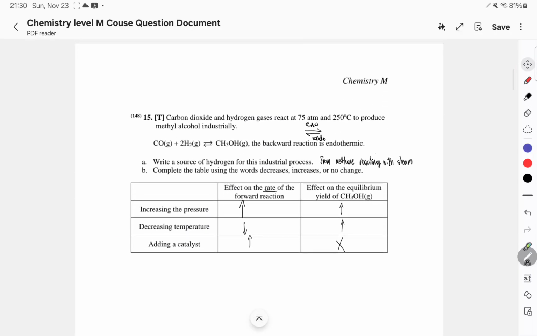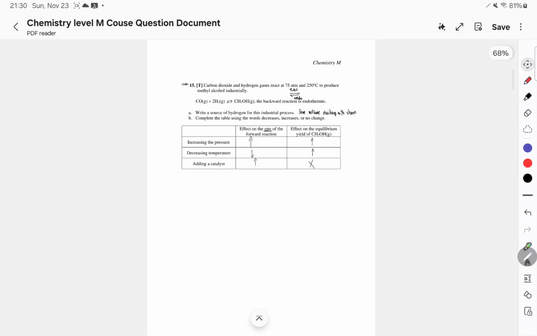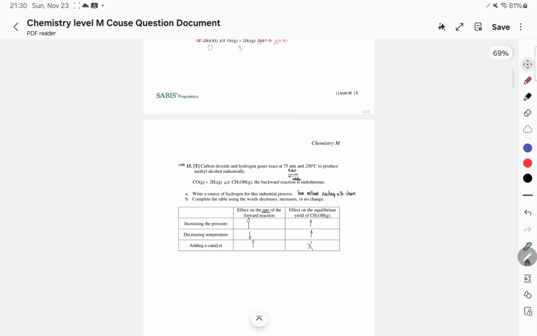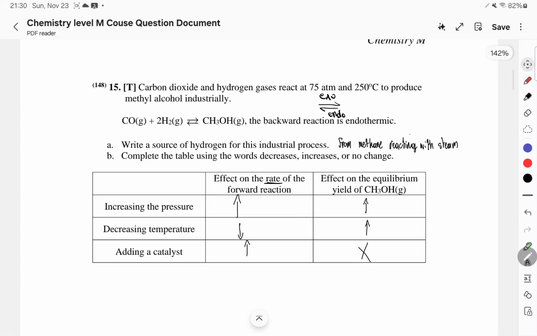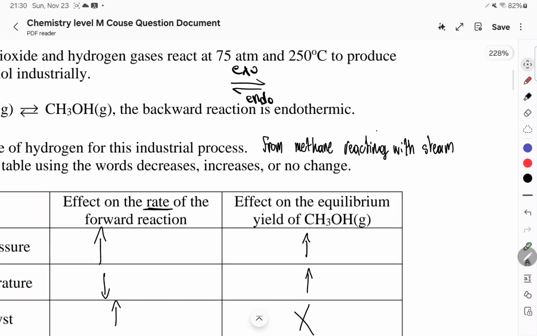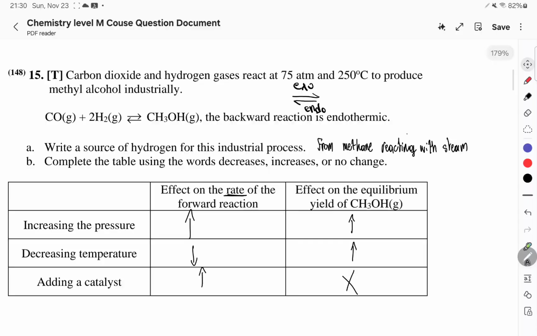Okay, now moving on. I believe this is not the final question; there are 2 more top questions. Here they have a reaction. They first asked us to write a source of hydrogen for this industrial process. We learned this in another topic, I think it was the Haber process. Here, I just wrote methane reacting with steam. This is how you get hydrogen in the product. But you don't have to delve deep into it. Just say hydrogen is obtained from methane reacting with steam.